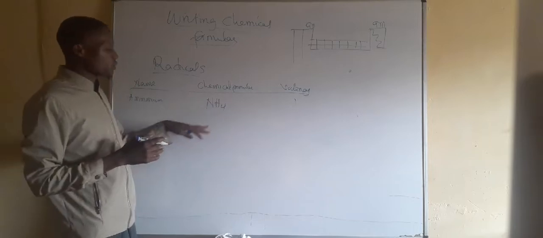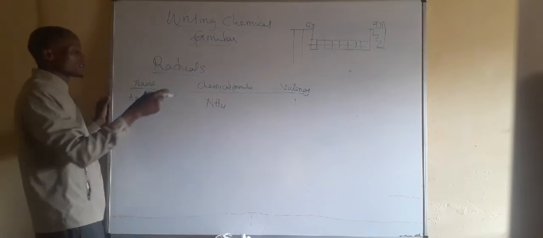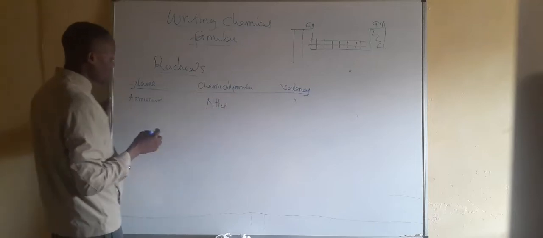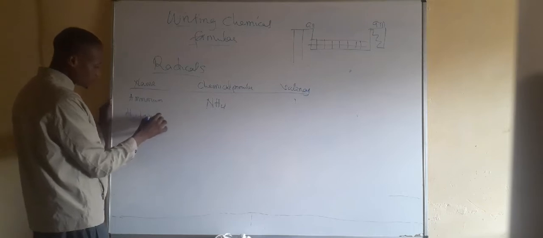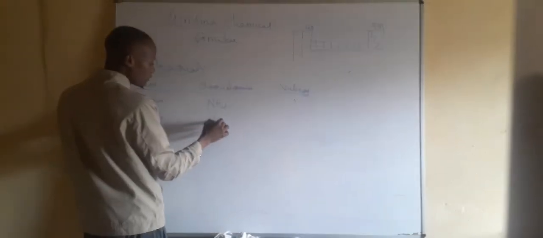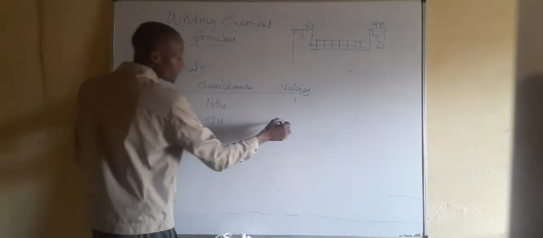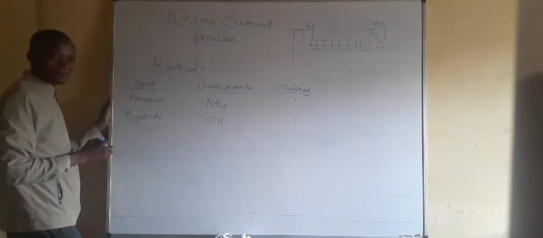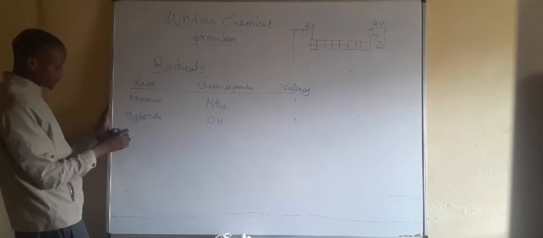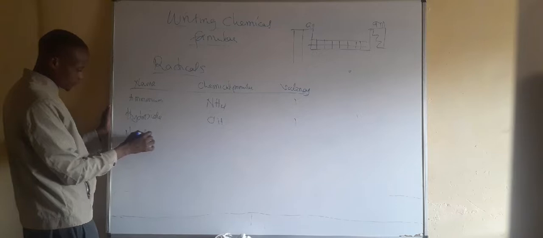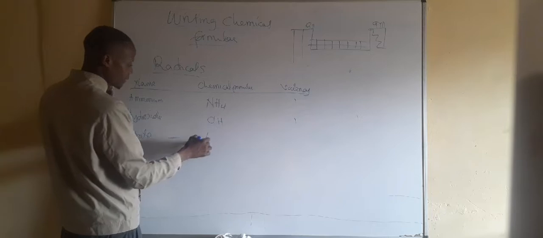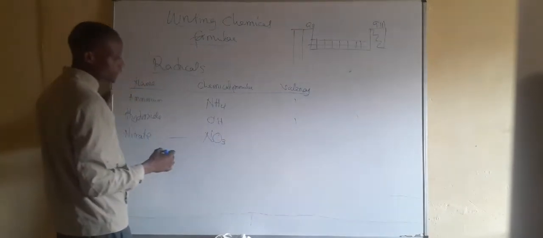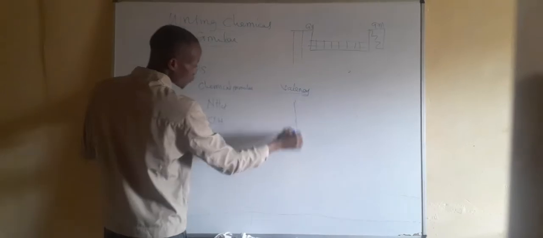These you just have to know them. They are not found in the periodic table. You have to know. If you hear the word ammonium, you must recall its chemical formula and the valence number. We have the hydroxide. Chemical symbol, it is OH. Valence number, it's 1 as well. We have the nitrate. I'm just talking about a few of them, not all of them. So nitrate, the chemical symbol is NO3. The valence number is also 1.